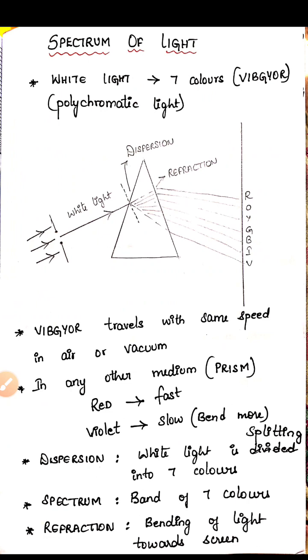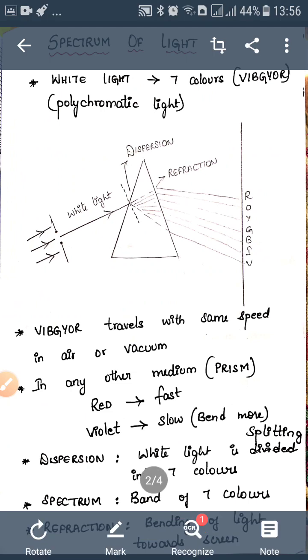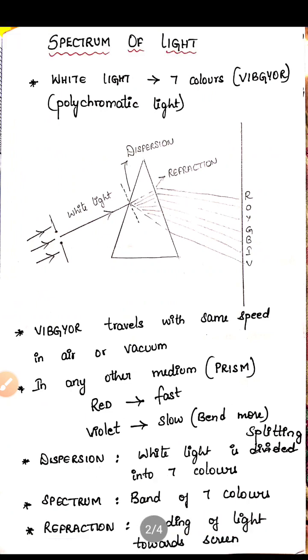Why is it known as polychromatic light? Poly means many, chromatic means colors. So polychromatic means it is made up of different colors. This white light is made up of 7 colors, that is violet, indigo, blue, green, yellow, orange and red. These are the 7 colors present in white light.